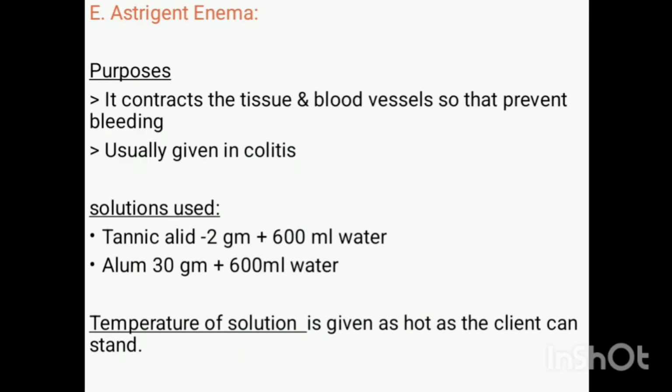E. Astringent enema. Purposes: it contracts the tissue and blood vessels so that it prevents bleeding. Usually given in colitis. Solutions used: tannic acid 2 gram plus 600 ml water; alum 30 gram plus 600 ml water. Temperature of solution is as hot as the client can stand.